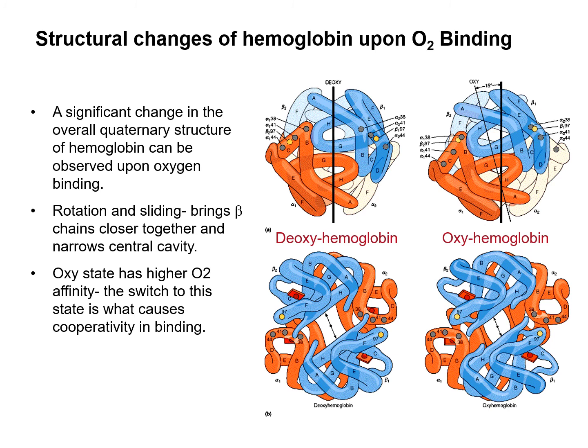Like I briefly mentioned in the previous slide, significant changes in the overall quaternary structure of hemoglobin can be observed upon oxygen binding. Especially there's a rotation and sliding from deoxyhemoglobin to oxyhemoglobin. So it brings the beta chains closer together if you compare that to here. And there are also angle changes in the quaternary structure itself, and it also narrows the central cavity. The oxy state has the higher oxygen affinity, and the switch to this state is what causes the cooperativity in the binding of oxygen.